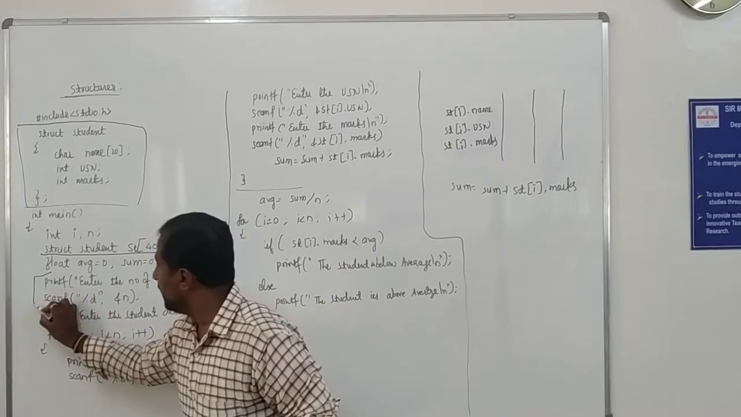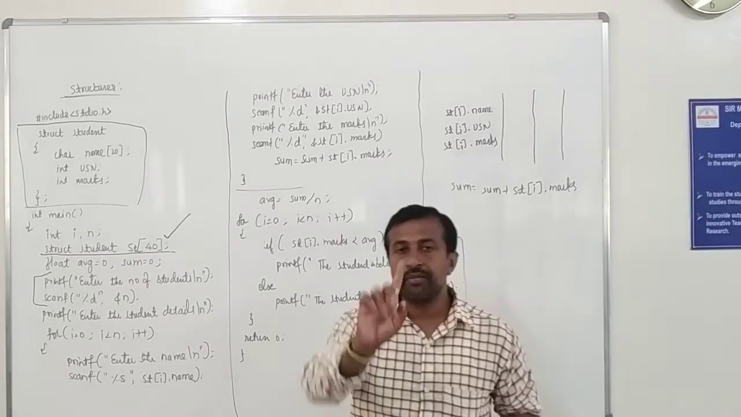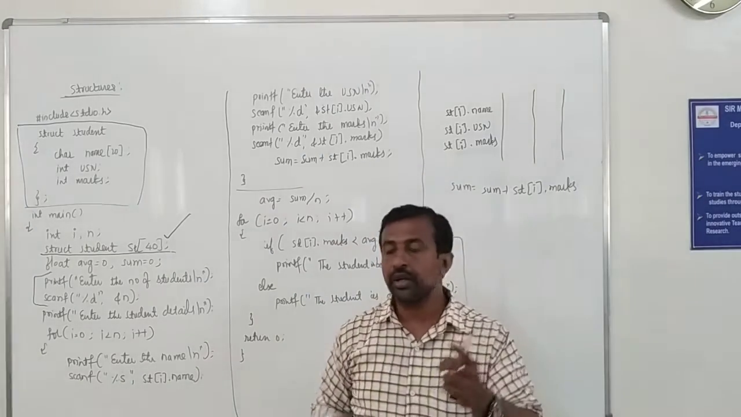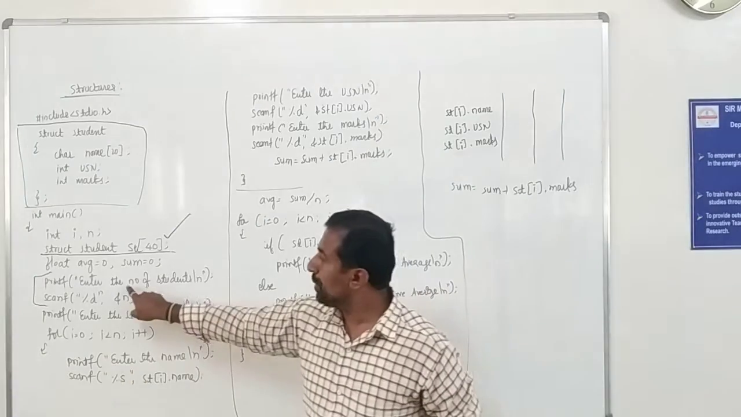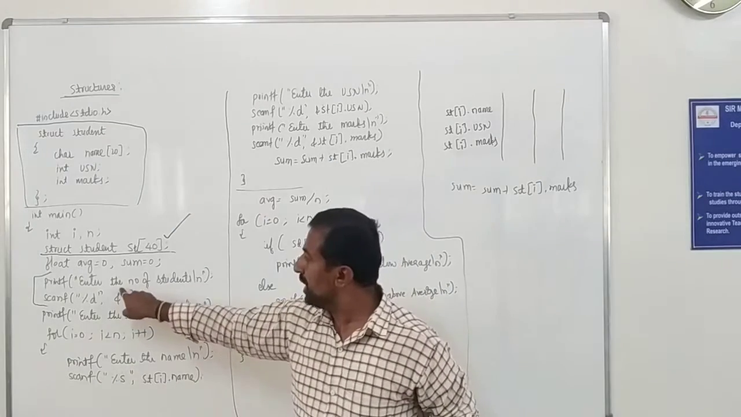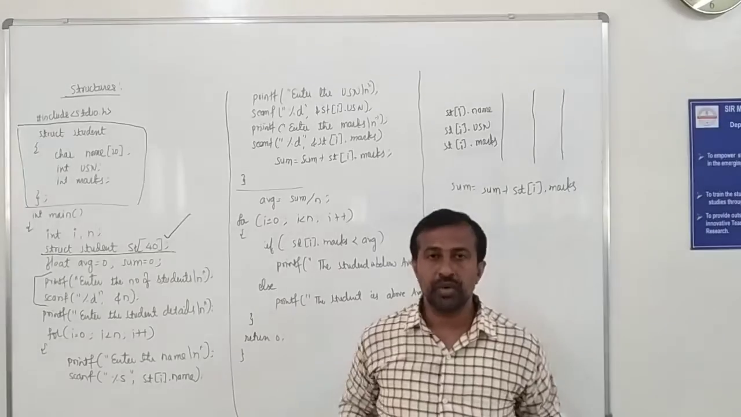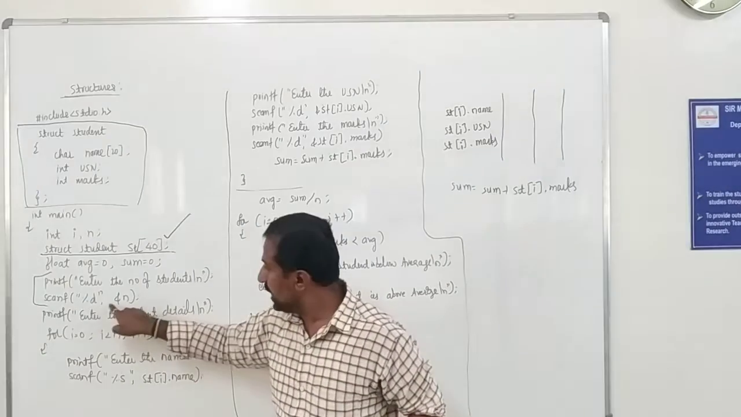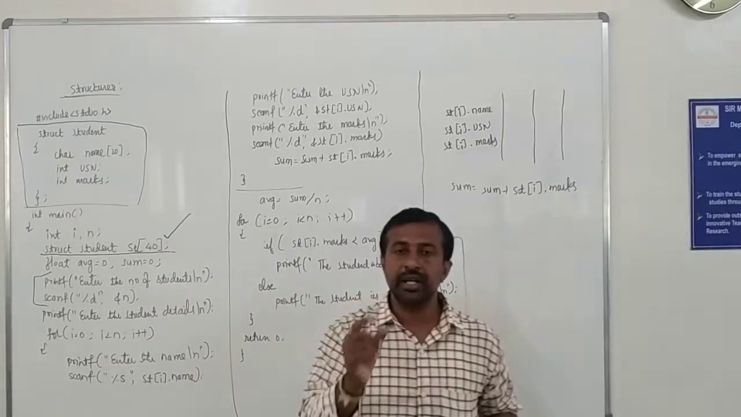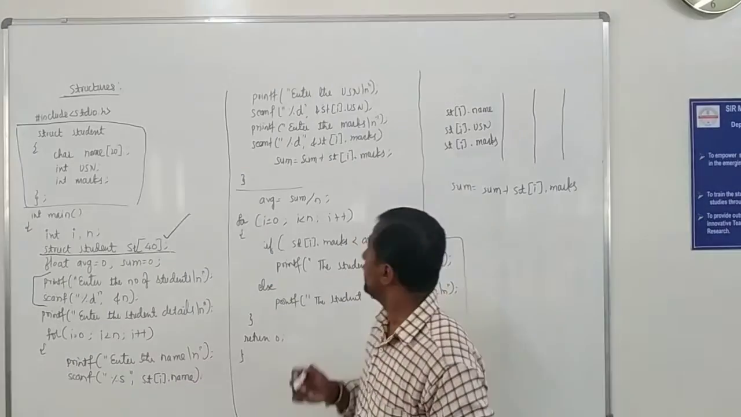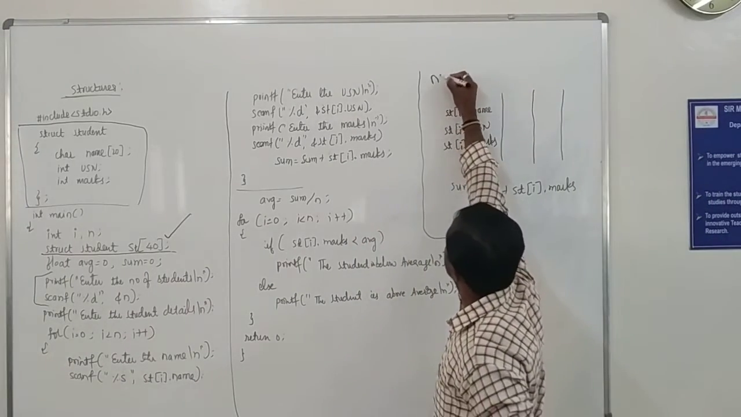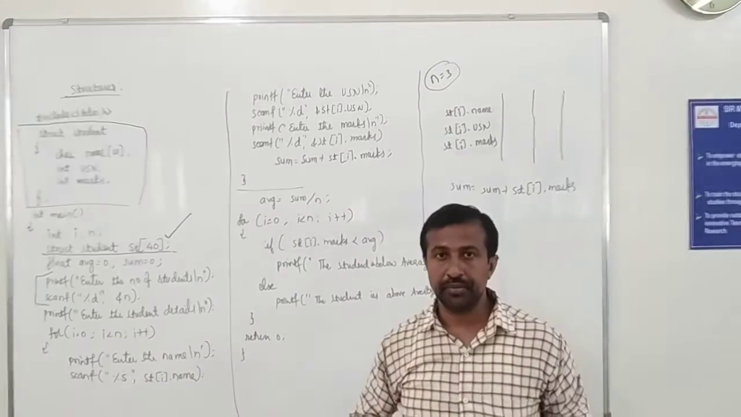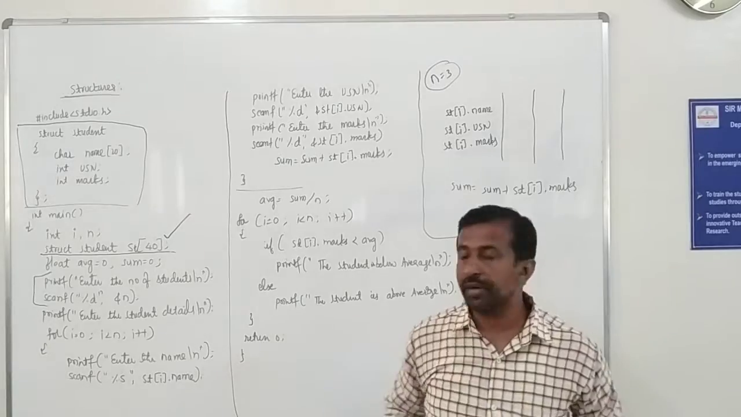First, I need an n value. It means you have to mention first how many students' marks you want to enter. For that, one printf statement and one scanf statement. Printf, enter the number of students you want. Scanf %d, &n. So n says how many students. Here I am taking n value equal to 3. It means I am entering 3 student details.